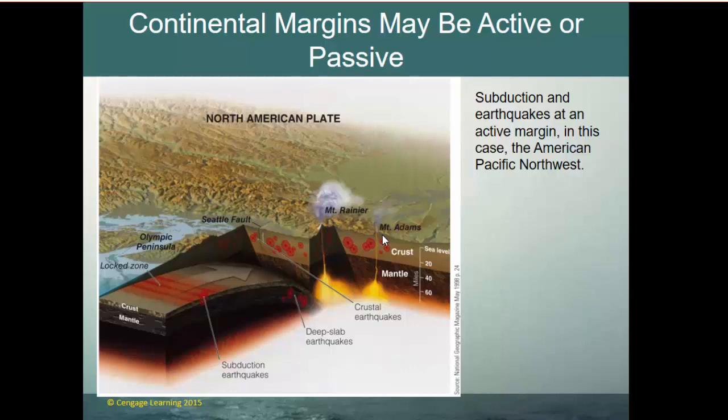Helens occurred as well. So this is a very good example of an active margin, an active continental margin, where a subduction zone is creating a lot of earthquakes and a lot of volcanism, a lot of volcanoes.